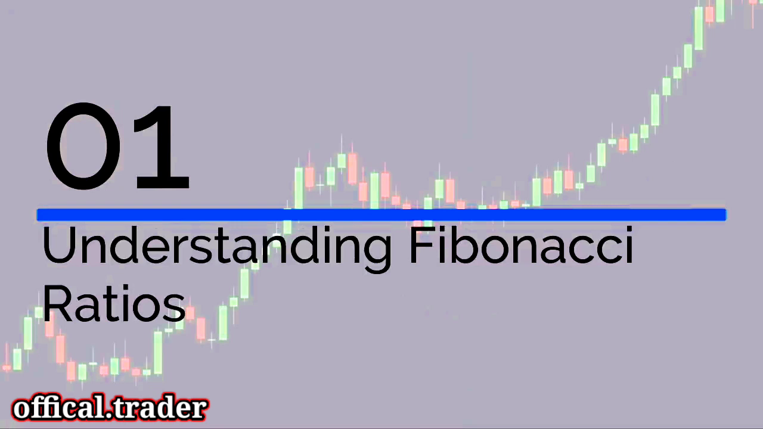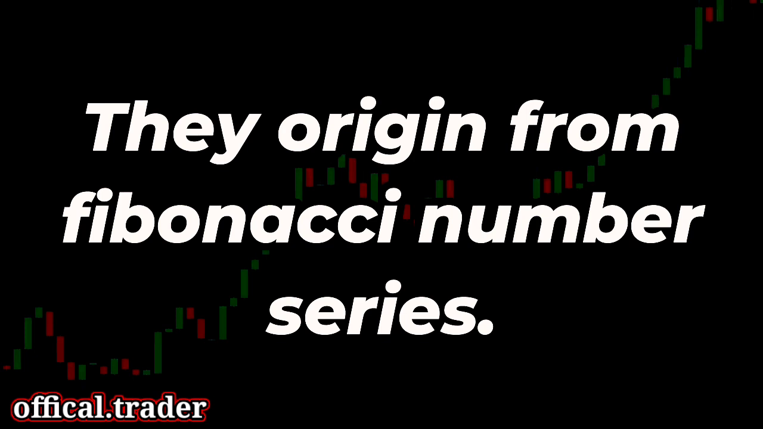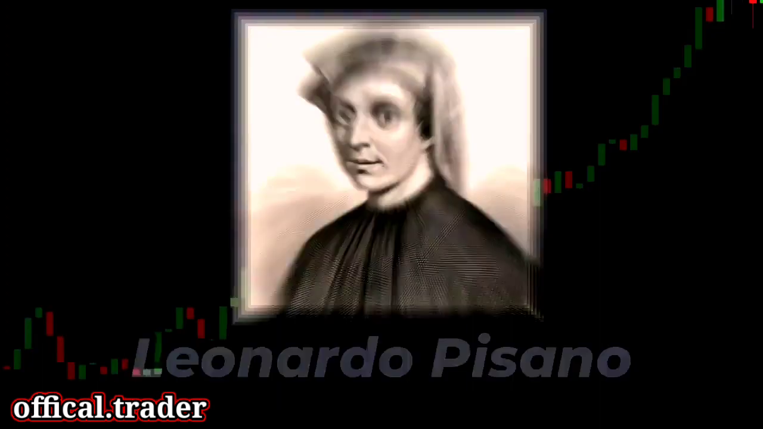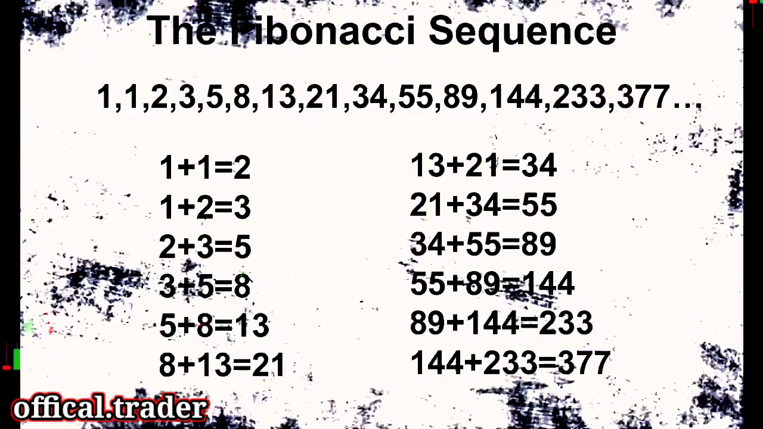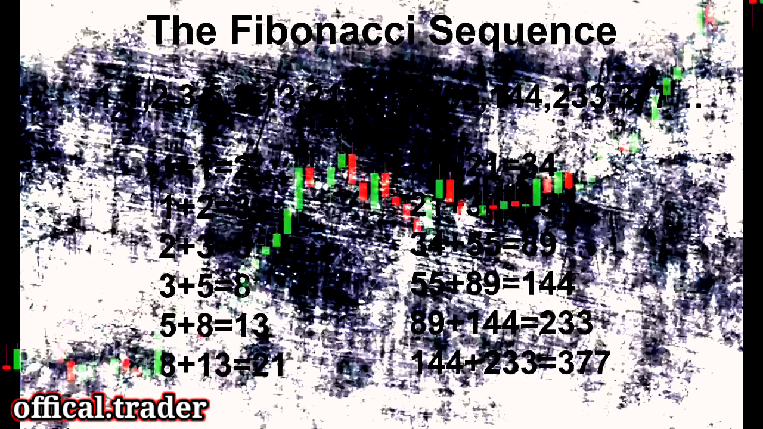First, we need to understand what Fibonacci ratios are. Fibonacci ratios originate from the Fibonacci number series. The Fibonacci numbers were created by an Italian mathematician named Leonardo Pisano. The numbers start from 0, and then they keep on adding the values of the previous two numbers in the sequence. For example, 0 plus 1 is equal to 1. Then 1 plus 1 equals 2. 1 plus 2 equals 3. 2 plus 3 equals 5, and so on. Any given Fibonacci number is the sum of the previous two Fibonacci numbers.